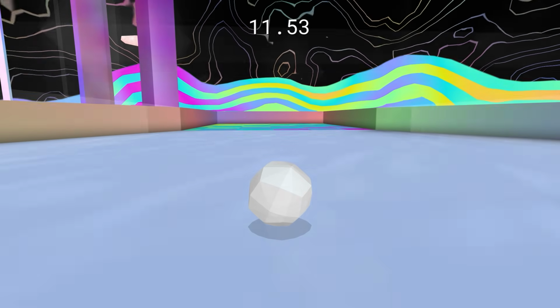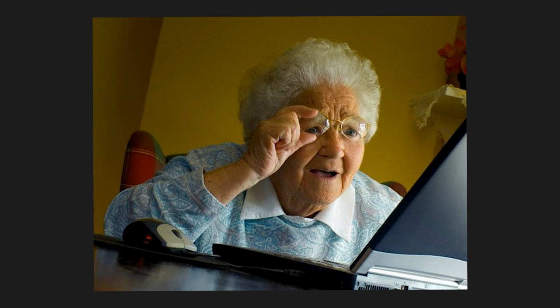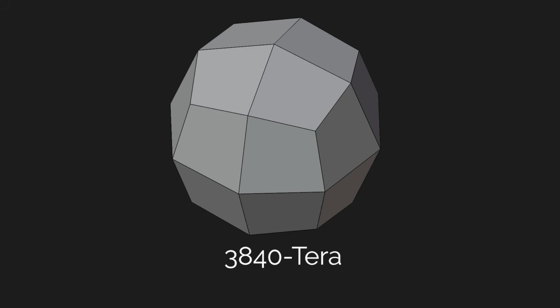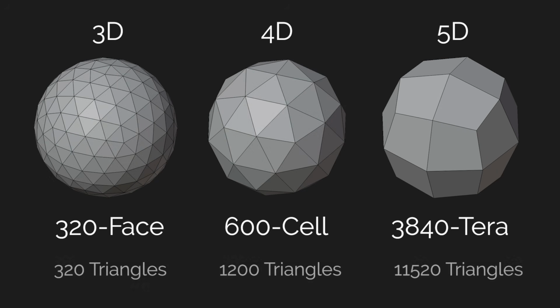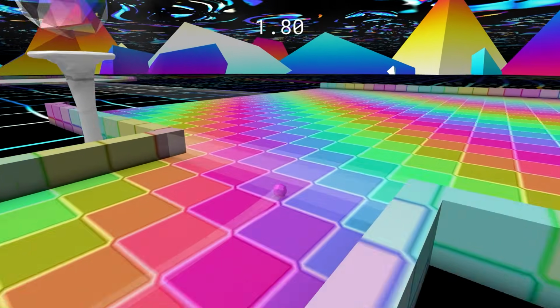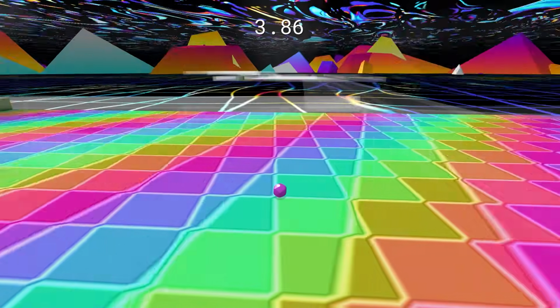So I ended up using the pentachoric triscylla octacosa. Let's just call it the 3840 Terra, since that's how many terons it has. Here you can really see that exponential growth as the dimension increases. It's an awful bang for your buck, but there's not much I can do for hardware that wasn't designed for this in the first place.